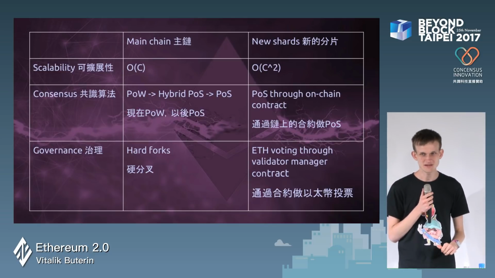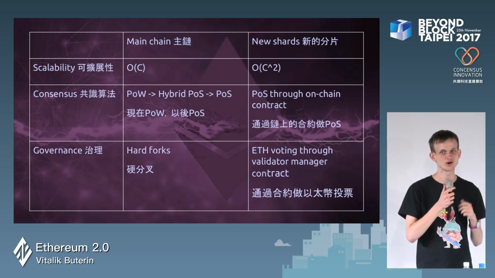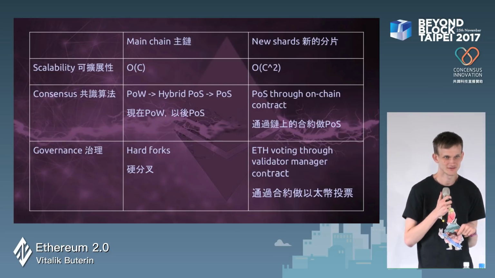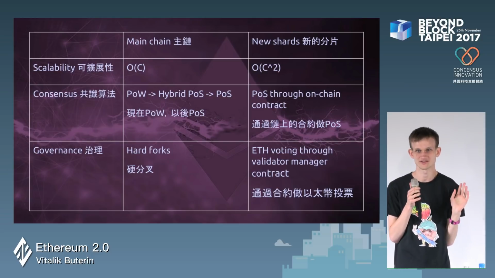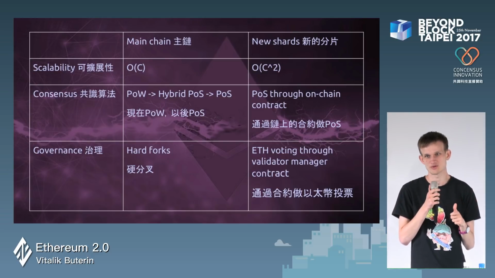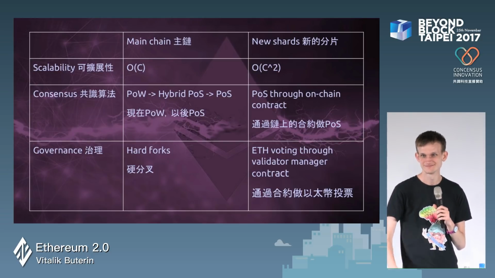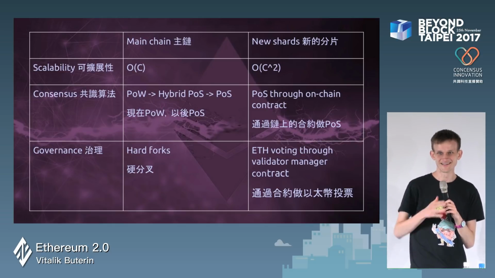Governance. So the main chain will continue to be governed by hard forks, which are like the best possible way to govern protocol changes because they give users choice, right, Vlad? Okay.